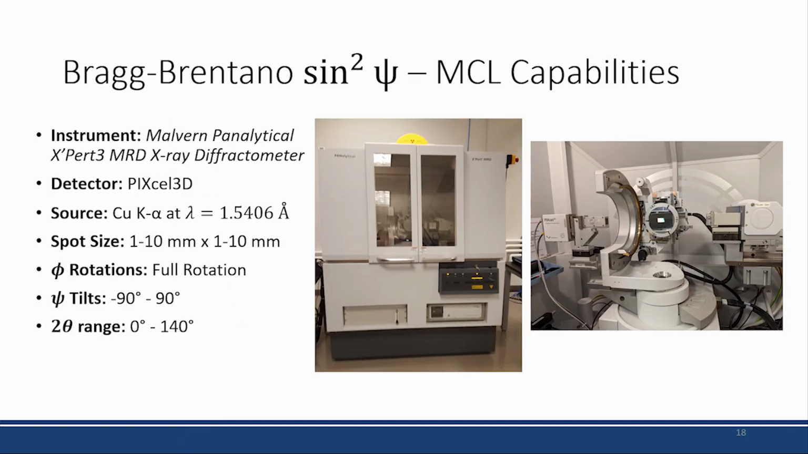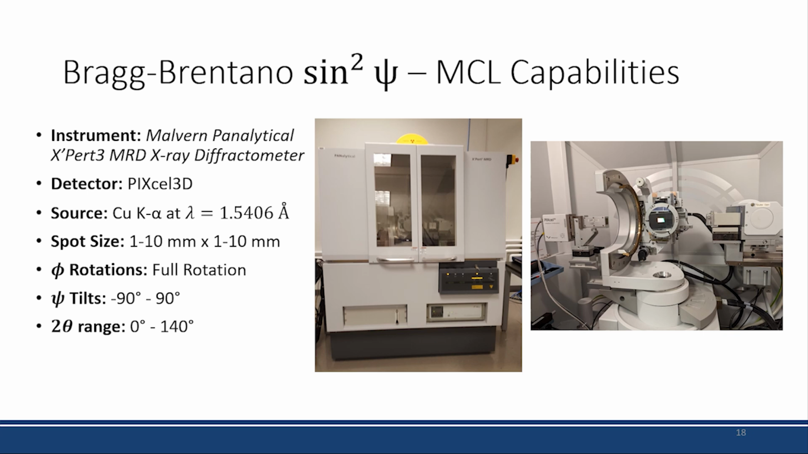In the MCL, I've been using the MRD to do this, and you can talk to Nicole more about getting trained on the MRD if you're interested in this technique. It has a Pixel 3D detector. It's a copper K alpha source. For residual stress measurements, it does have a variable spot size that you can change between 1 and 10 millimeters in both the X and the Y direction. Of course, the geometry of your experiment will determine the actual beam spread and spot size on the sample.